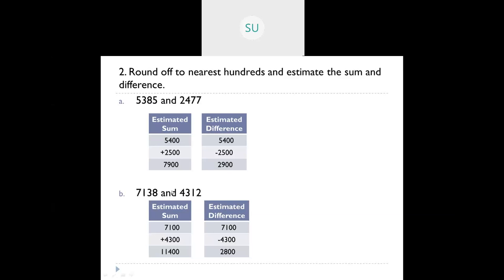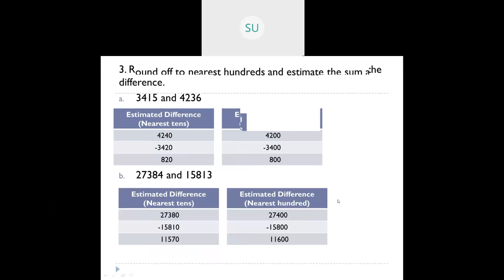So 7100 minus 4300. 0 minus 0 will be zeros only. Then 1 minus 3 you cannot do, so you'll borrow 1 from 7. So that becomes 11 minus 3, 8. And 6 minus 4, 2. So it is 2800. So estimated sum is 11,400. Estimated difference is 2800. Okay, so that was question 2.